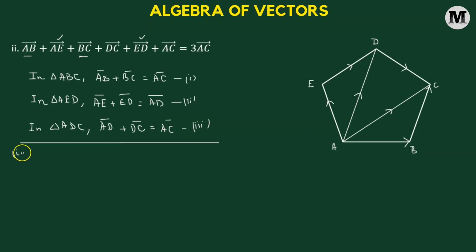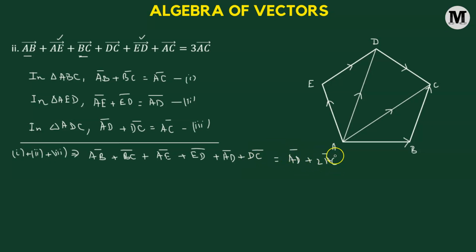And now we add the 3 vectors, 1, 2 and 3. And this is going to give us, on the left hand side, AB vector plus BC vector plus AE vector plus ED vector plus AD vector plus DC vector. This will be equal to AD vector plus 2 times AC vector. We can immediately cancel AD vector from both sides. So let's rewrite everything. So we have now AB vector.